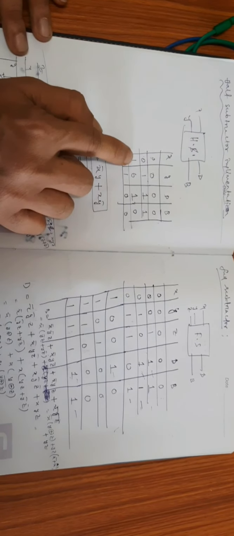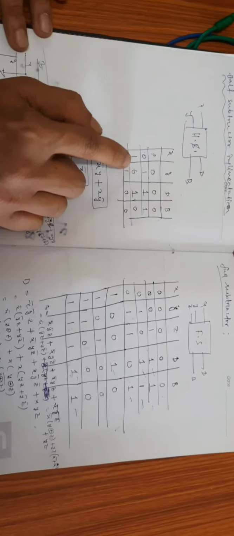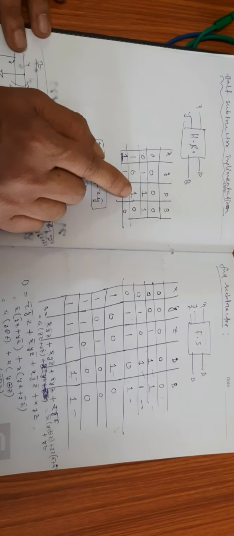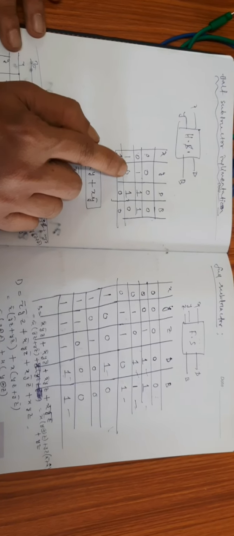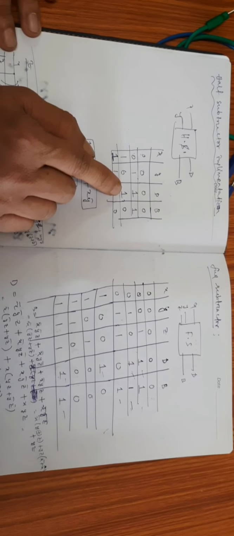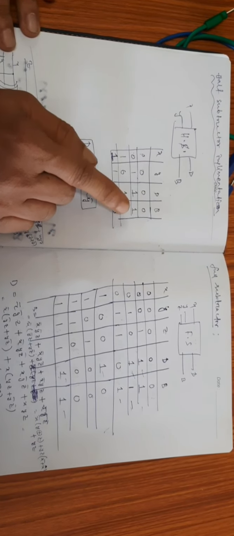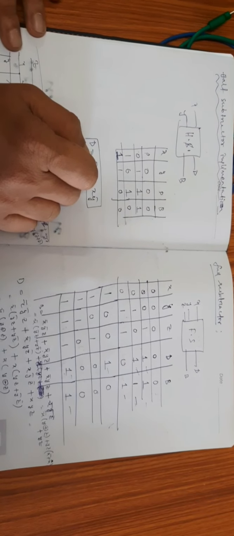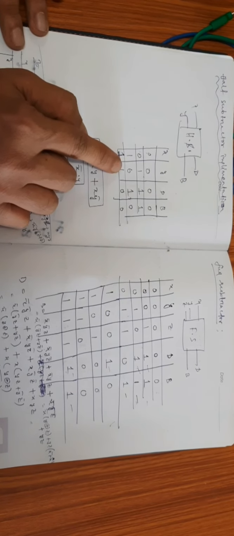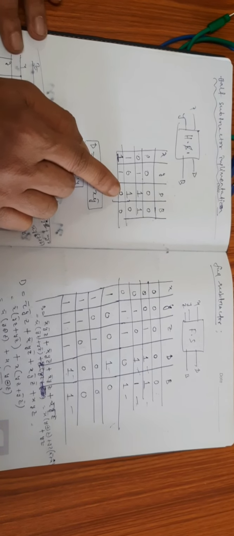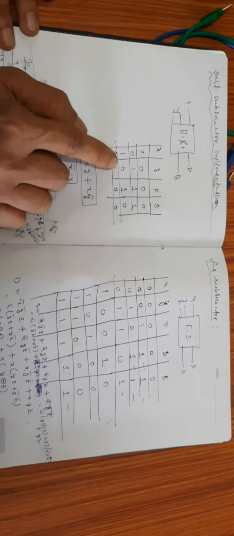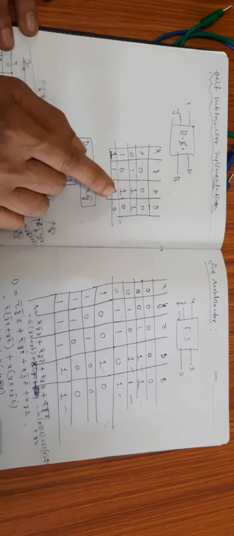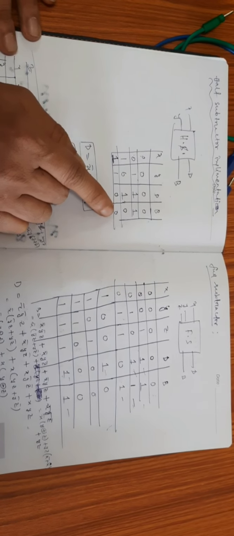In the next case, 1 0. When you subtract 1 minus 0, it is 1. So the difference is 1, but borrow is 0. You are not taking any borrow because 1 minus 0 is 1. Then 1 minus 1 is 0. There is no difference between 1 and 1, that means both are similar bits. That's why the difference bit is 0 and you are not taking any borrow.